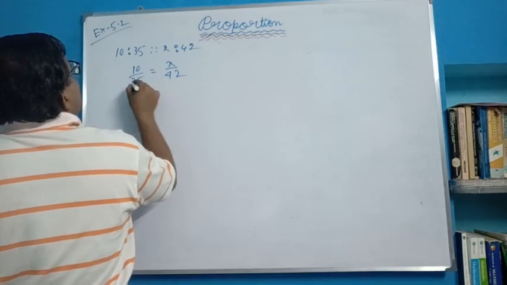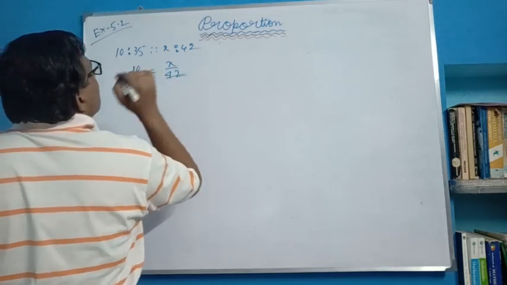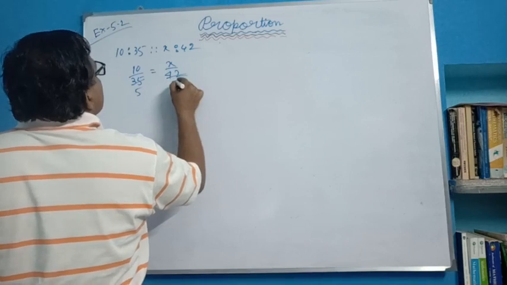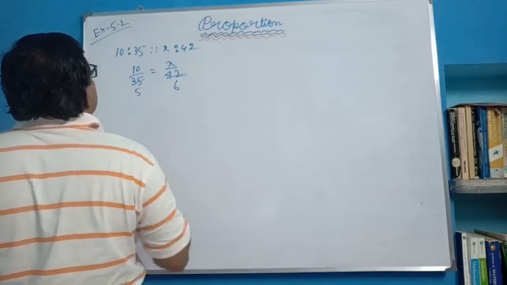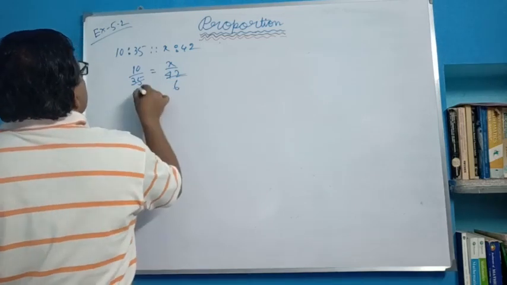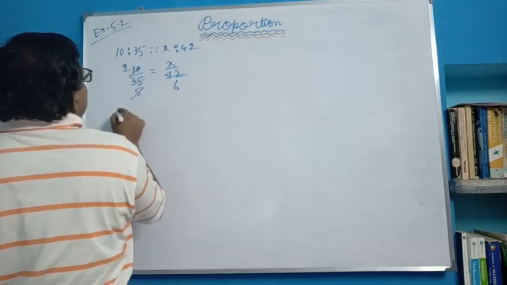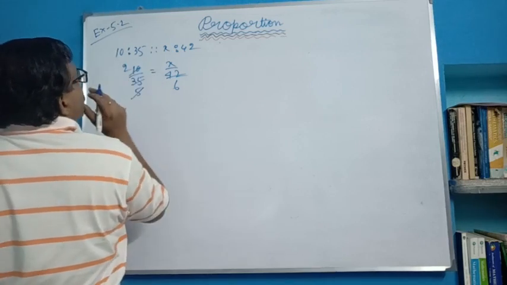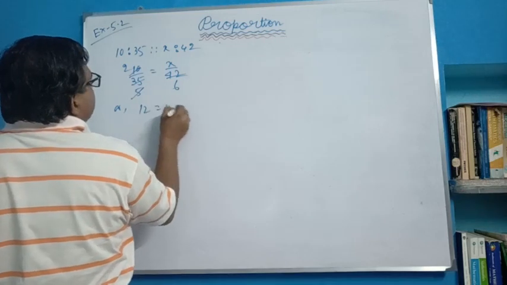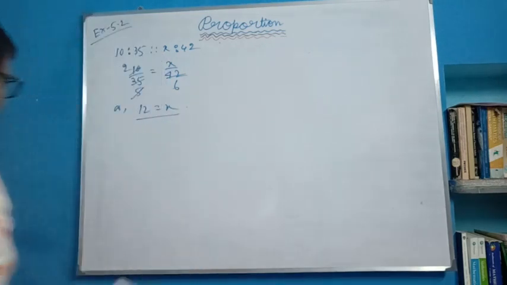Dividing by 7, this is 5. This one is 6, dividing by 7, then you get this. And 5 and 10, this is 2. So 2 into 6 is 12. So the value of x is 12. Very easy.